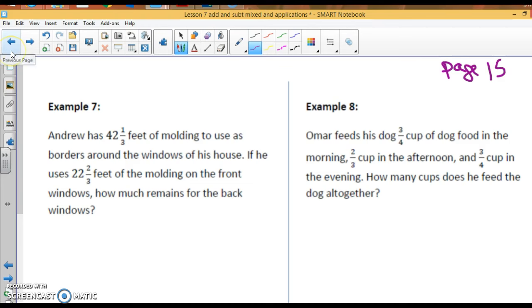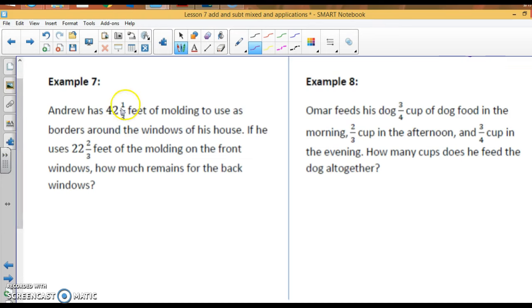All right, let's take a look at a couple of application problems. Andrew has 42 1/3 feet of molding to use as borders around the windows of his house. If he uses 22 2/3 feet of molding on the front windows, how much remains for the back windows? Well, he started with this much, used this much. So what are we going to subtract? 42 1/3 minus 22 2/3.